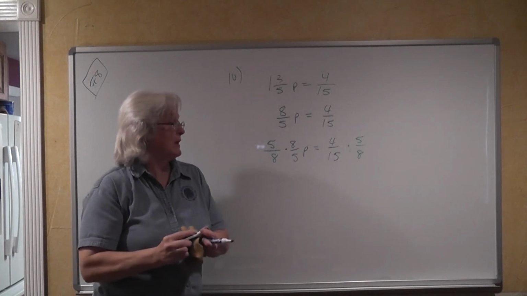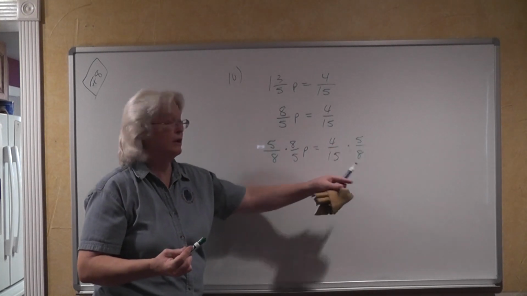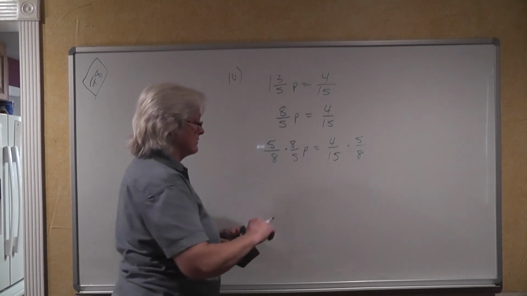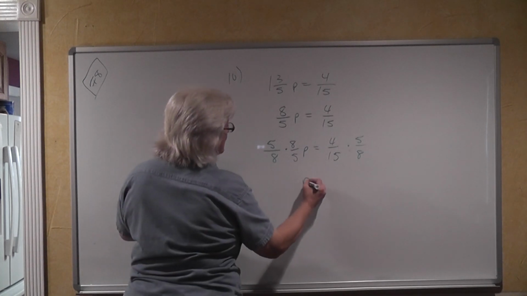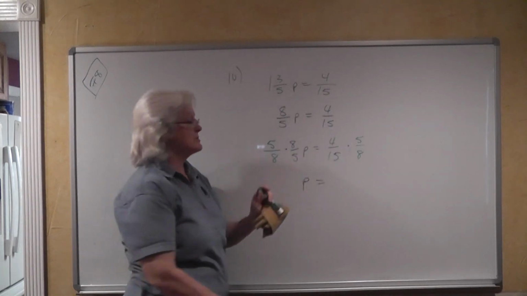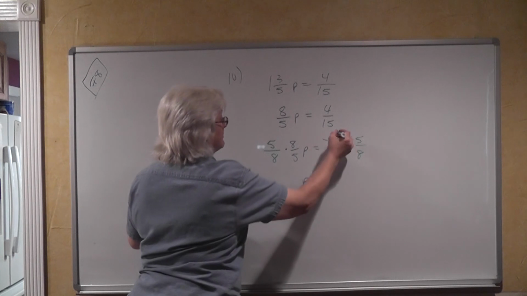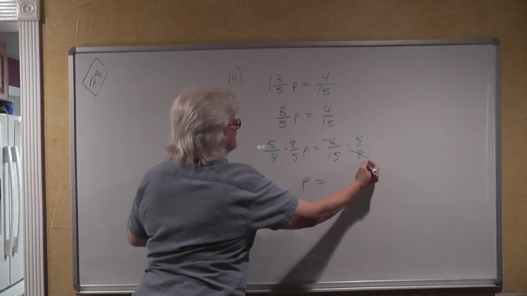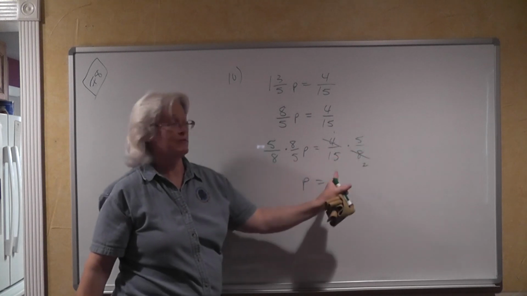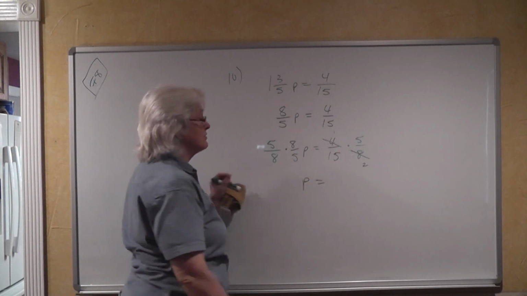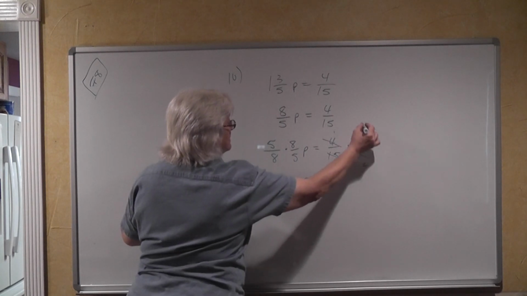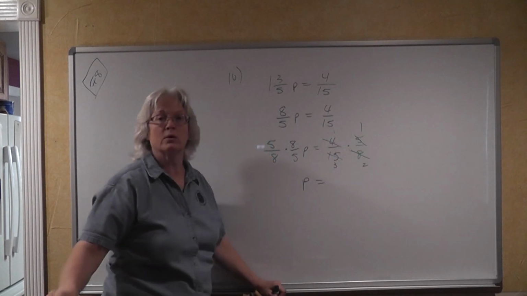Now, we could multiply out, but instead of having 20 over 120, we are going to cancel common factors first. We have p is equal to, 4 and 8 are both divisible by 4. 4 divided by 4 is 1. 8 divided by 4 is 2. Now we have 5 and 15. Both of these are divisible by 5. 15 divided by 5 is 3. 5 divided by 5, of course, is 1.